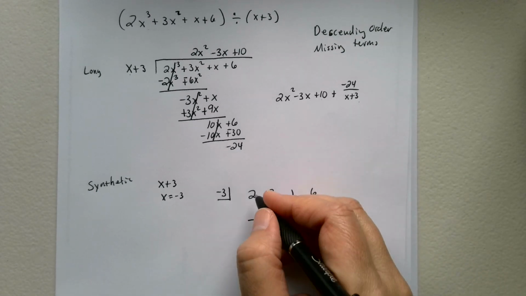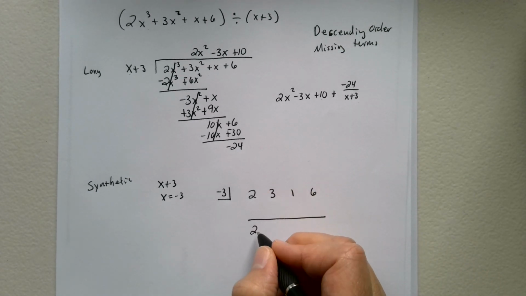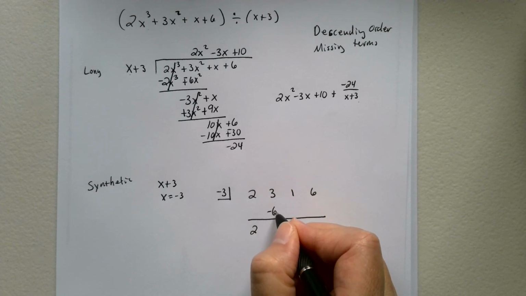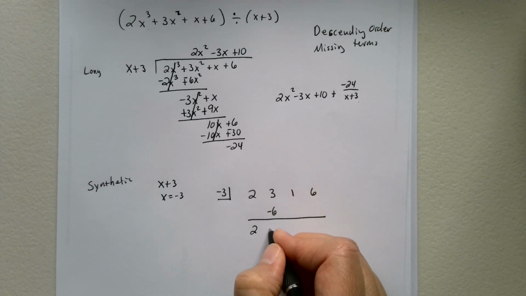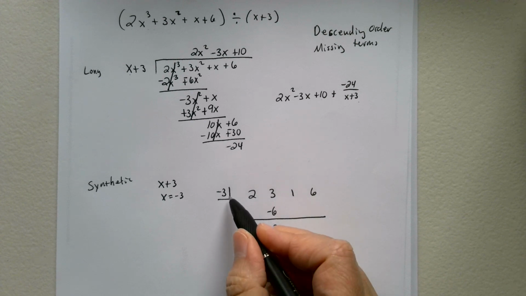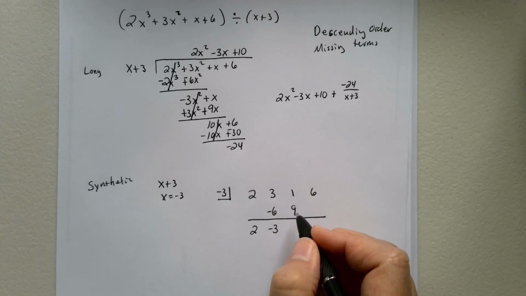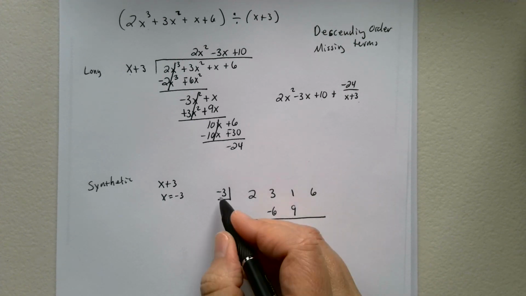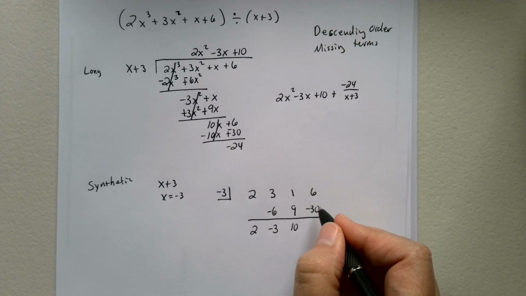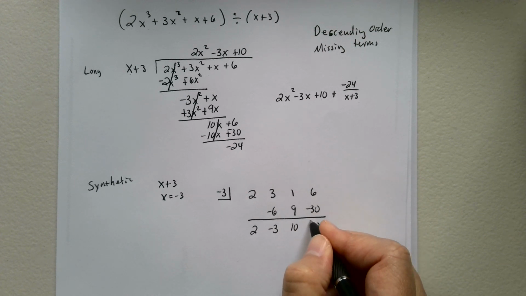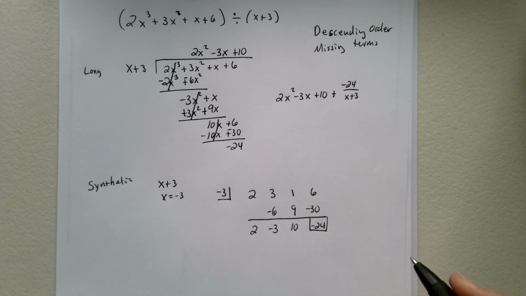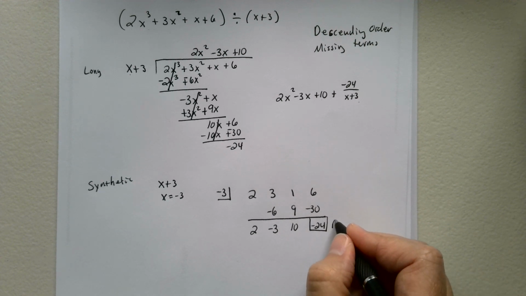And then we are going to just drop the 2. And 2 times negative 3 is negative 6. 3 plus negative 6 is negative 3. Negative 3 times negative 3 is 9. 1 plus 9 is 10. 10 times negative 3 is negative 30. 6 and negative 30 is negative 24. And I like to put a box around that because this is your remainder.